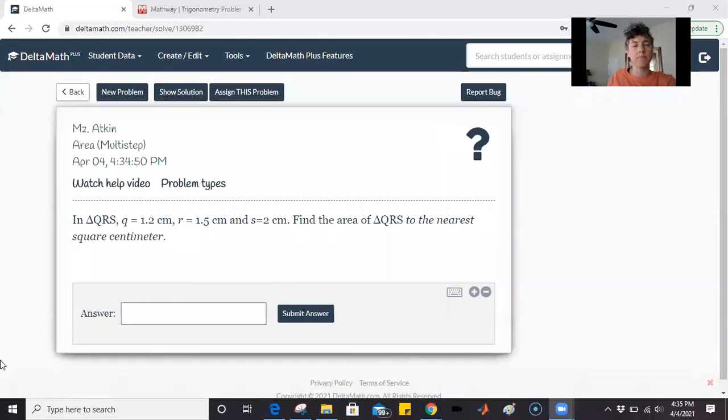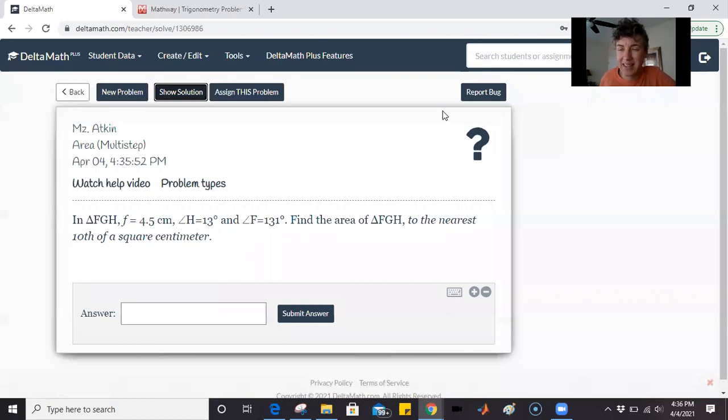All right, question type 2, finding the area. In triangle QRS, q is equal to 1.2 centimeters, r is equal to 1.5 centimeters, and s is equal to 2 centimeters. Find the area of QRS to the nearest square centimeter. Psych, try again. That would have been a law of cosines. That'll be for next section. Try this one more time.